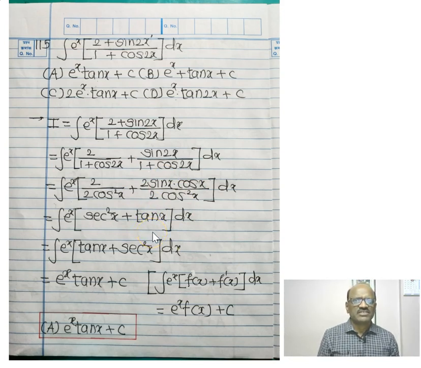And a very important result: the integral of e raised to x in bracket f of x plus f dash of x, then its integral is e raised to x f of x plus c. Therefore, what is f of x here? f of x is tan of x, and its derivative is f dash of x. Whenever this type of integral is there, we write e raised to x into f of x, that means e raised to x into tan x plus c. And hence option A is the correct one.